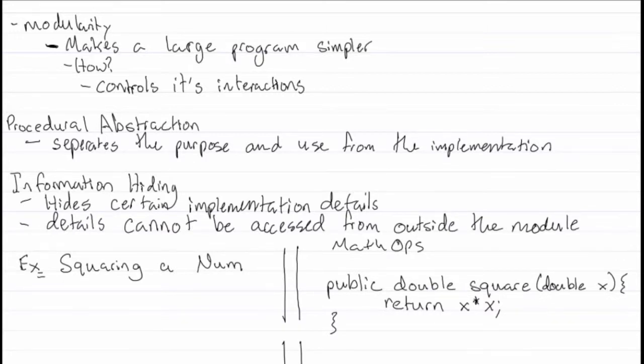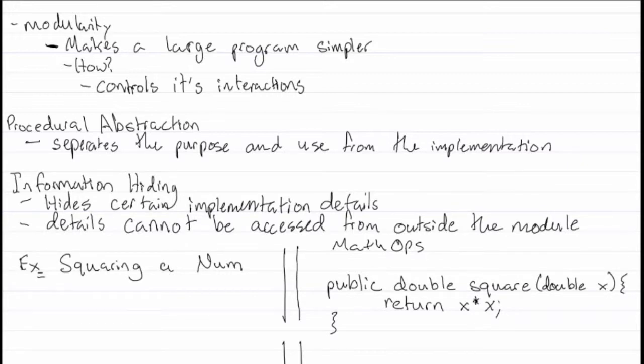The first one we're going to talk about here is procedural abstraction. What procedural abstraction does is basically separate the purpose of a part of a program from the implementation. So what do I mean by purpose? Well, I'll do an example right after I talk about information hiding, and then we'll see exactly what I mean by that.